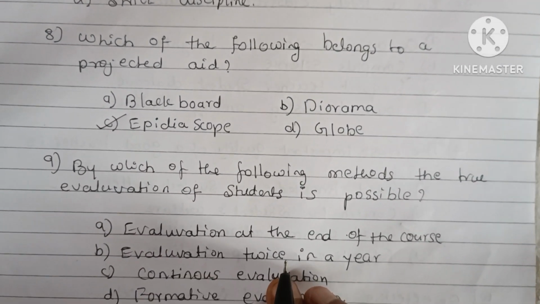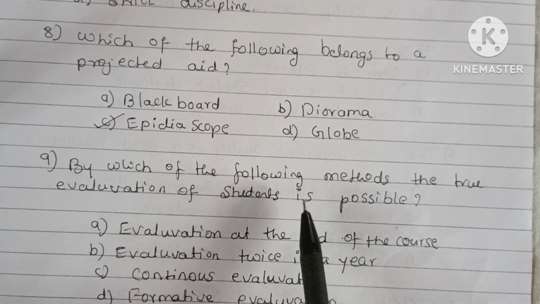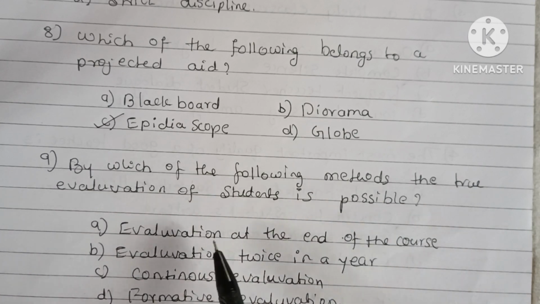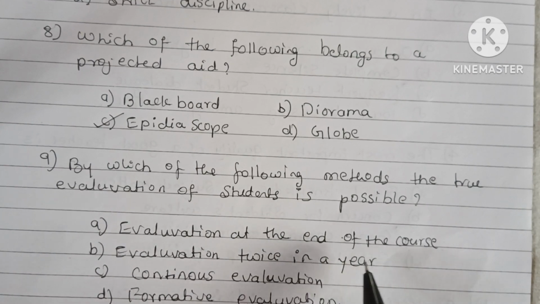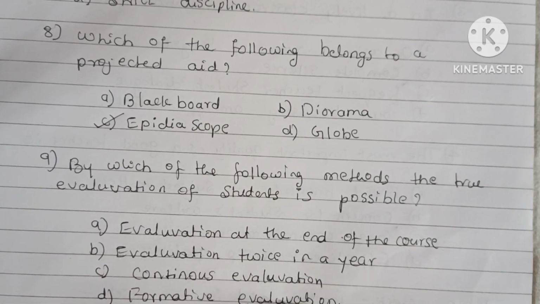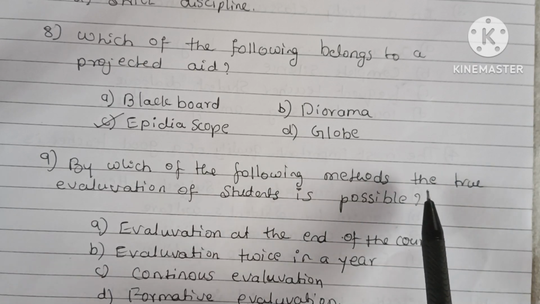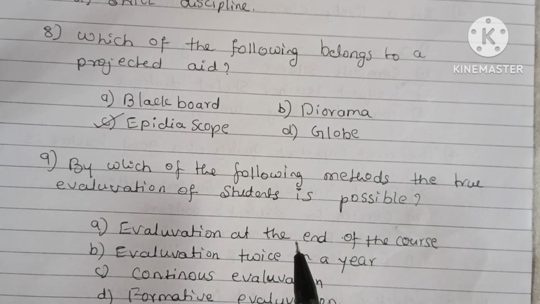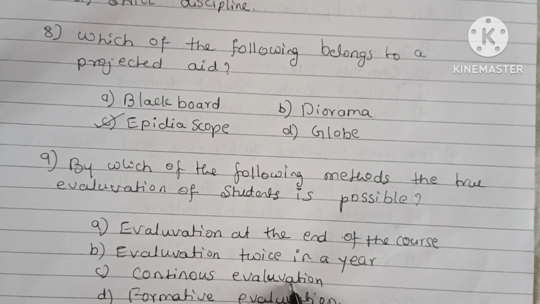Next, come to the ninth question. By which of the following methods is the true evaluation of students possible? Evaluation at the end of the course, evaluation twice in a year, continuous evaluation, formative evaluation. The true evaluation of students is possible through continuous evaluation.